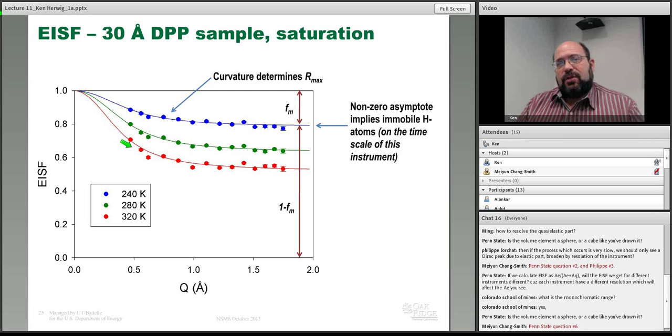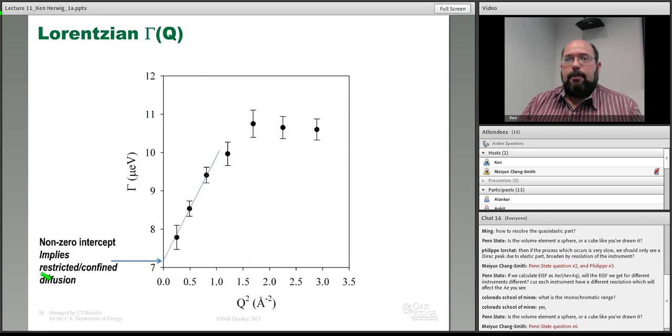This curvature, as you approach Q equals 0 and 1 for the EISF, determines the maximum pore radius, or the maximum spherical radius at which the atoms can diffuse through. And I'll show you the model for that coming up here in a minute. So the EISF can be very informative in terms of the types of motion, the geometry that we can see in our sample. It tells us the maximum size and length scale of the motion, and it tells us, in this case, that some of the atoms aren't diffusing at all. There's a population left that are immobile.